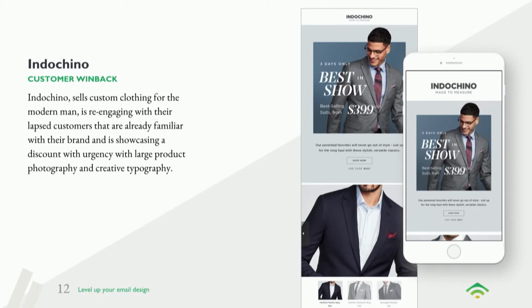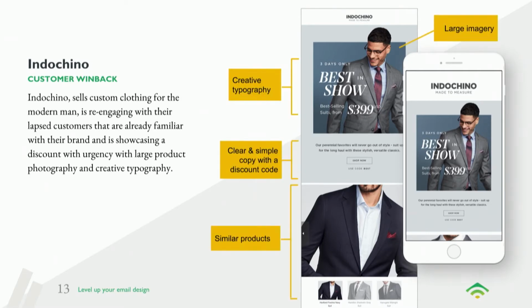So Indochino, not sure if I'm pronouncing this correctly, they have suits for the modern man. And they are appealing to maybe people who have purchased in the past but maybe haven't purchased in a while. So they're highlighting a sale that they're having. And they use large imagery at the top. They're showing their product on someone. And then they're using a cool way of adding typography overlaying on top of that, and it really works. As you can see, they're using two different types of typefaces, and it's an interesting layout, but it works. They're saying 3 days only, and then there's the price at the bottom.